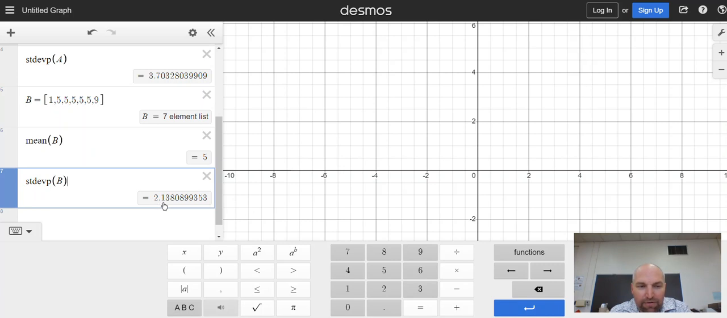This one is 2.13. Question might be, why are we doing population and not sample? Because the population, those are all the numbers we have. Now, if we had a sample, it will say take the standard deviation. All right. So that's how you do that.